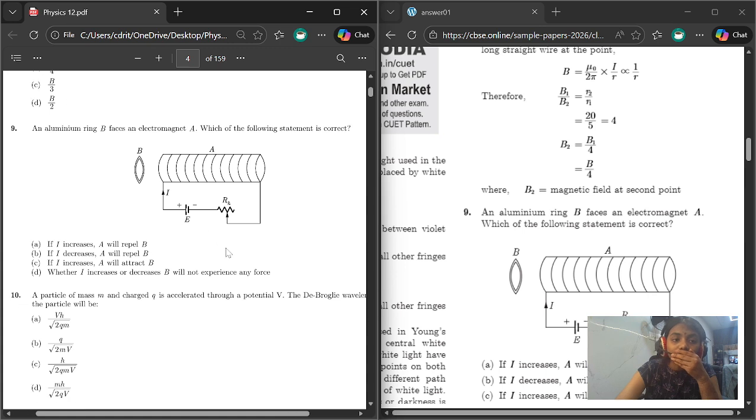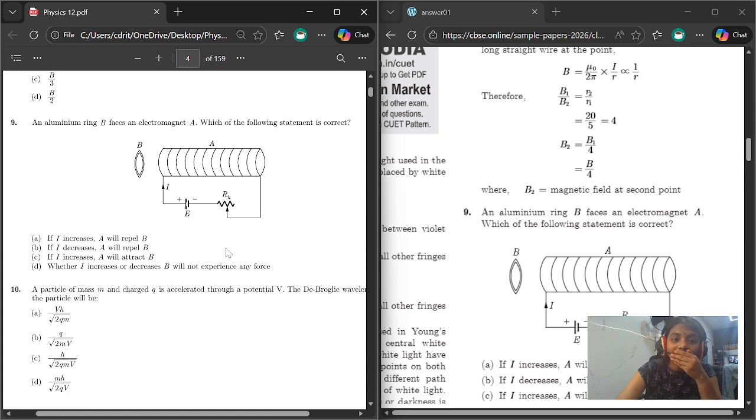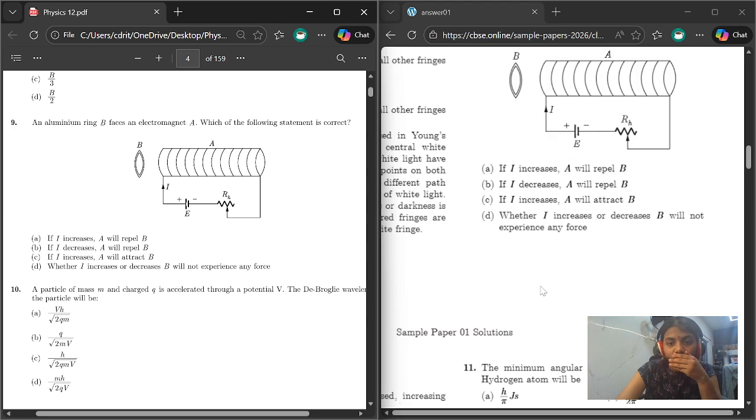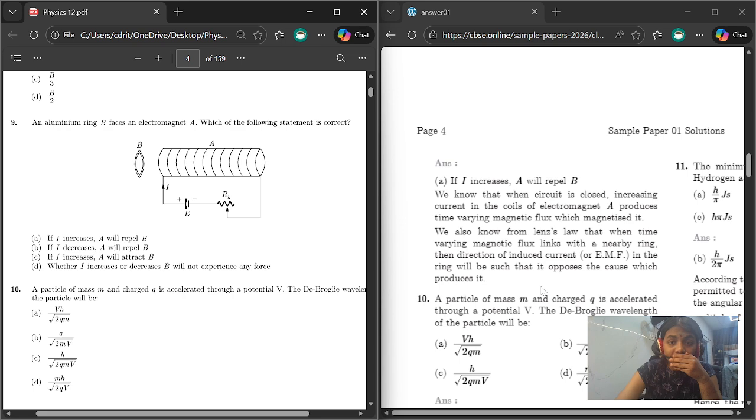An aluminium ring B faces an electromagnet A. Which of the following statements is true? We can see the image over here. B is an aluminium ring, and this is an electromagnet that we have. So what is the correct statement from this image? The answer is A: if I increases, A will repel B.